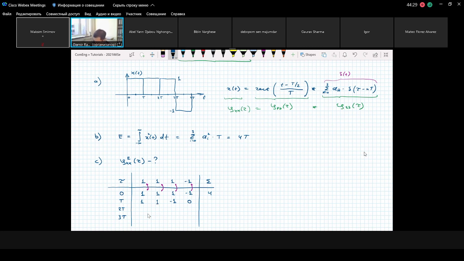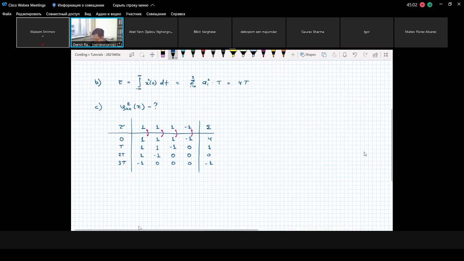And again, if we multiply the original sequence with this delayed version and calculate the sum, we see that the result will be 1 plus 1 minus 1 plus 0. It will equal 1. Yeah, let's do another shift. 1 minus 1 is 0, 0. And the result will give us 0. And for the last shift, we see that the product and summation gives us result minus 1. So now we have points for the discrete autocorrelation function.